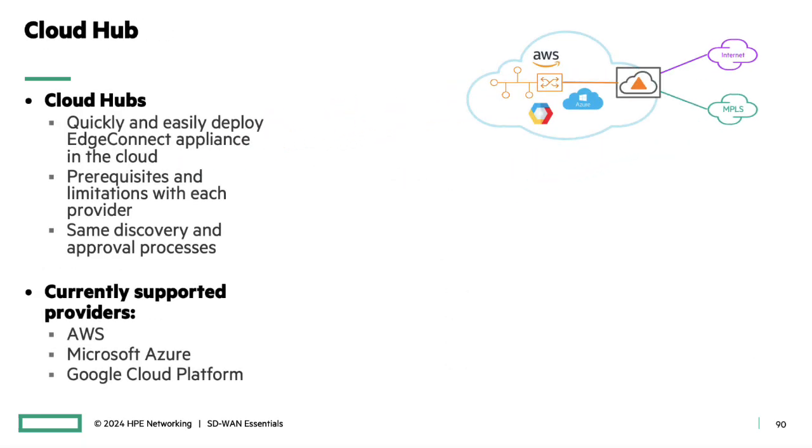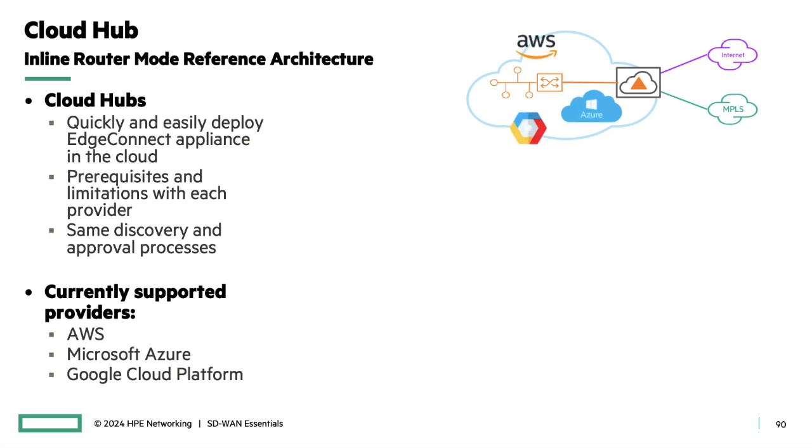The Cloud Hub feature offers a utility to streamline the process of setting up resources in a cloud provider environment so you can deploy an appliance in a more efficient way, requiring just a few minutes to complete. Currently, there are 3 cloud providers supported: AWS, Microsoft Azure, and Google Cloud.